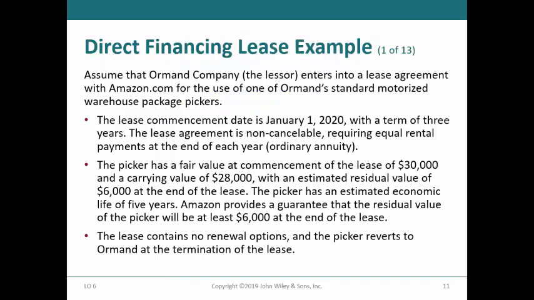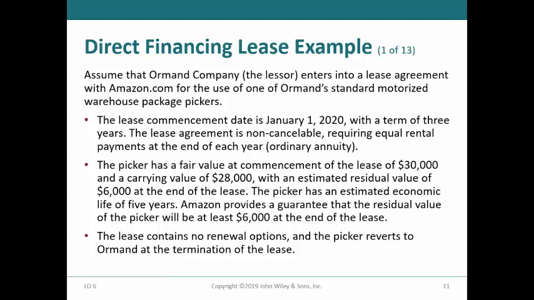We're going to use an example where Ormond Company enters into a leasing agreement with Amazon.com for the use of one of Ormond's standard motorized warehouse package pickers. The lease commences on January 1st, 2020 for a term of 3 years. It is non-cancelable and requires equal rental payments, but this time the payments are due at the end of each year. So this will be an ordinary annuity.